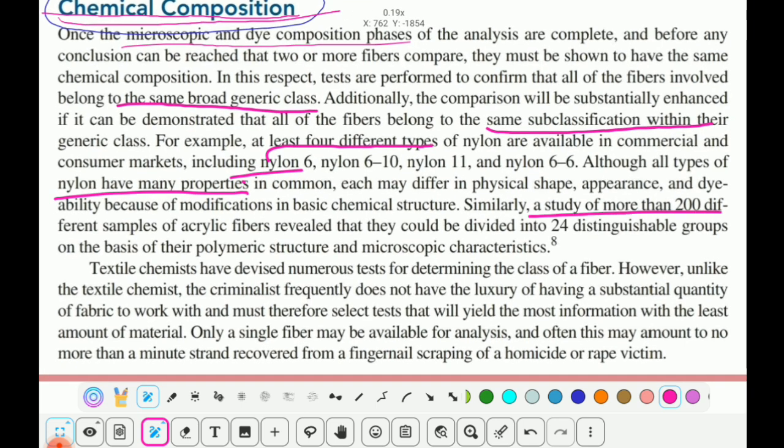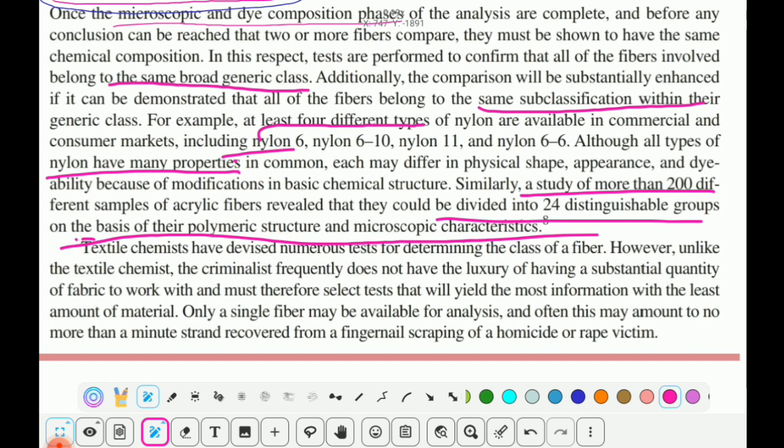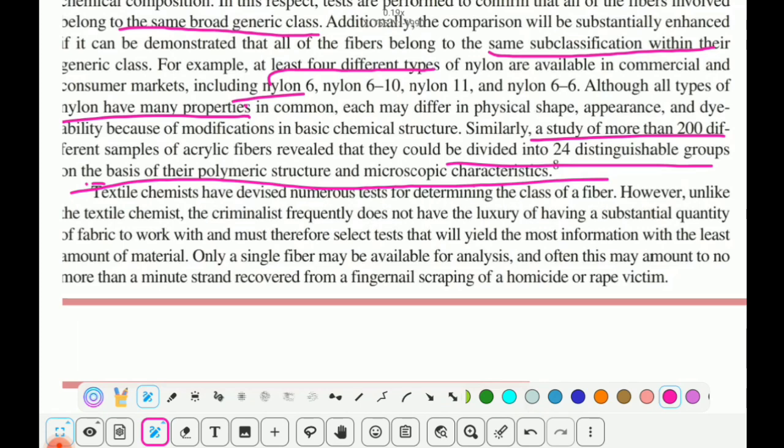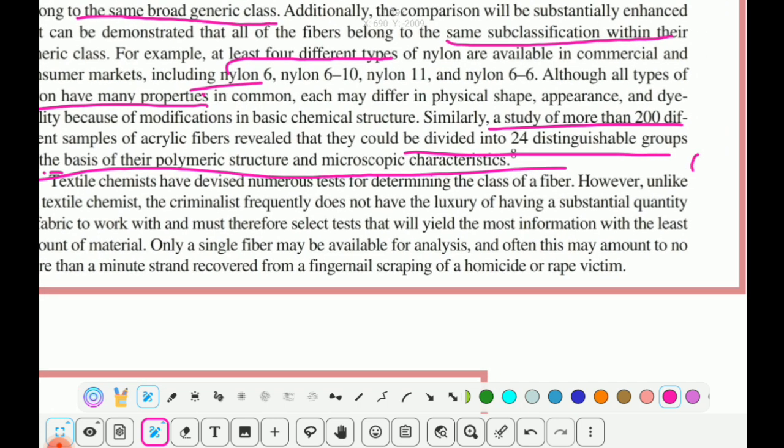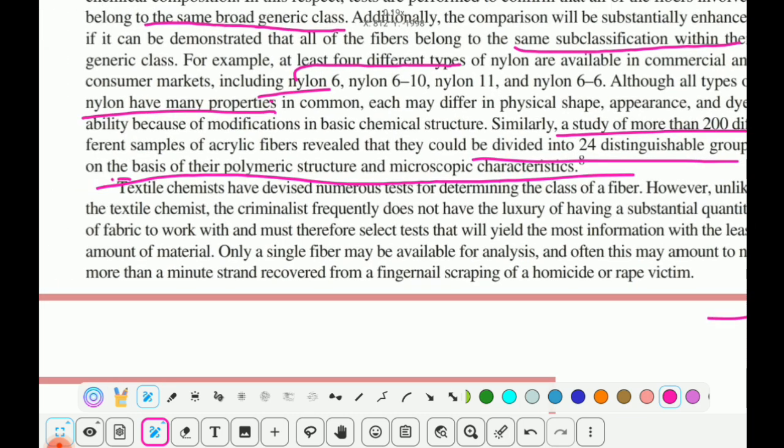More than 200 different samples of acrylic fiber revealed that they could be divided into 24 distinguishable groups on the basis of their polymeric structure and the microscopic characteristics that were studied. This last paragraph, I think, is not of much importance. It is just based on how we can distinguish ourselves as criminalists from the textile chemist.